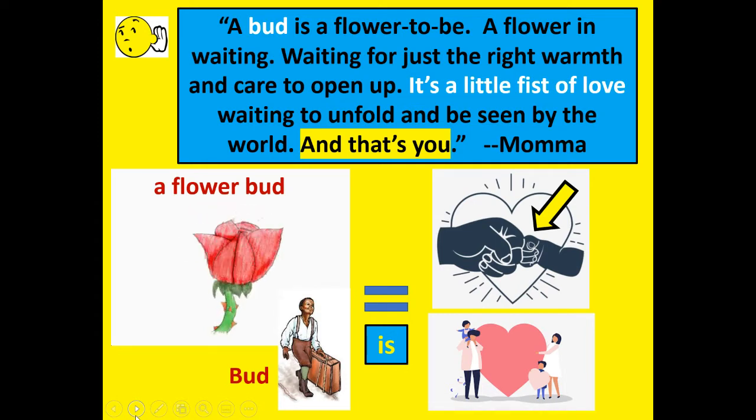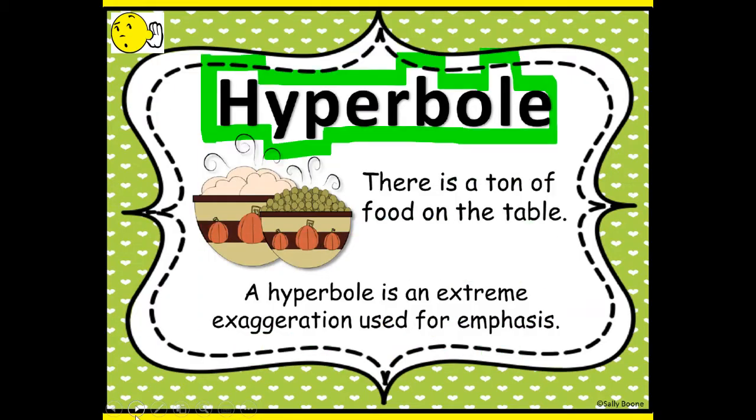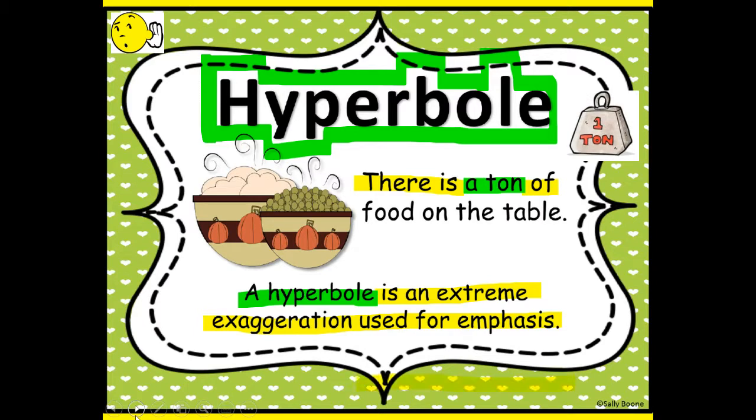That is a metaphor. Here's another type of figurative language, hyperbole. Hyperbole is an extreme exaggeration used for emphasis. For example, there is a ton of food on the table. A ton. Is there a literal ton of food on the table? No, it's a figure of speech. It's an exaggeration. There is a ton of food on the table, and that is a hyperbole.